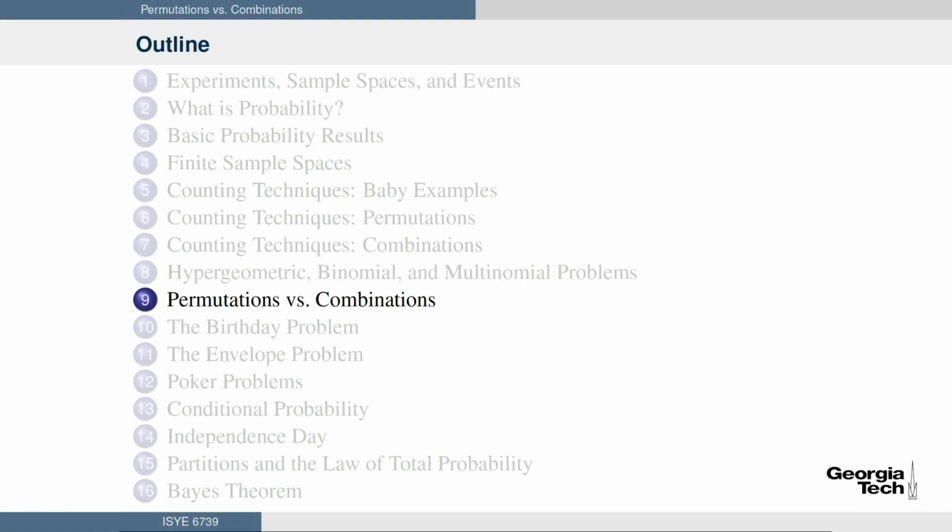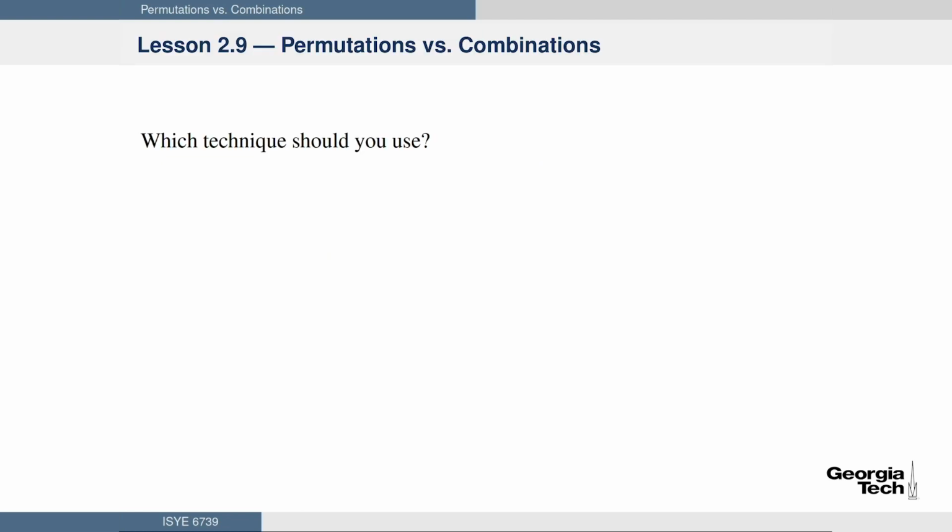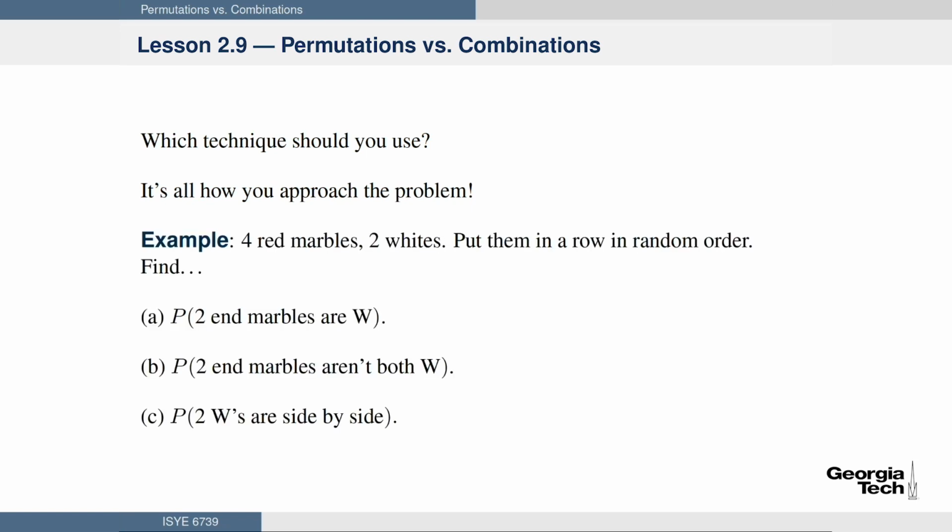Hi class, permutations versus combinations. Which technique should you use? Well, it all depends on how you approach the problem. For example, let's look at the case where we have 4 red marbles and 2 whites. We'll put them in a row in random order, and I'd like you to find the following 3 things.